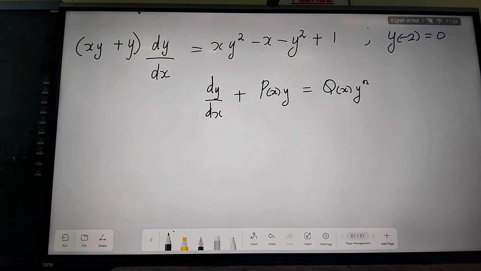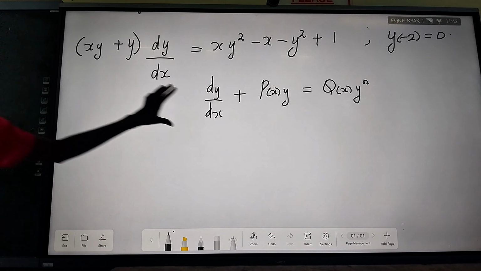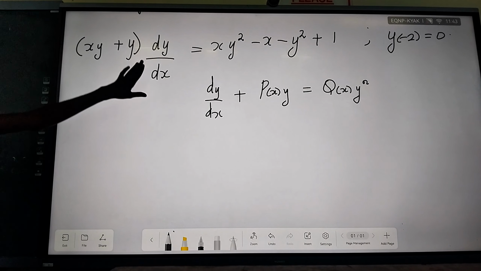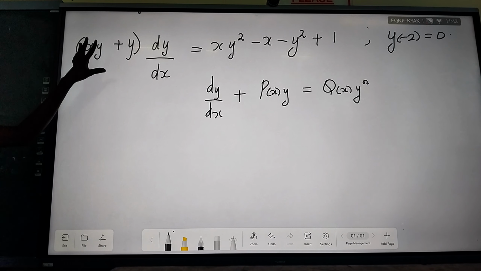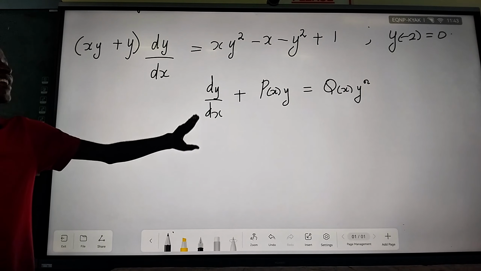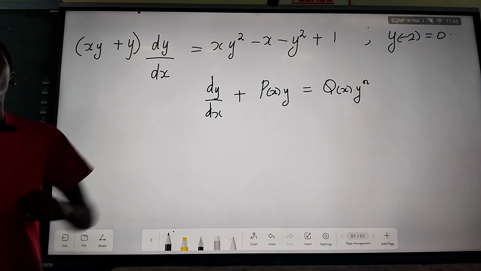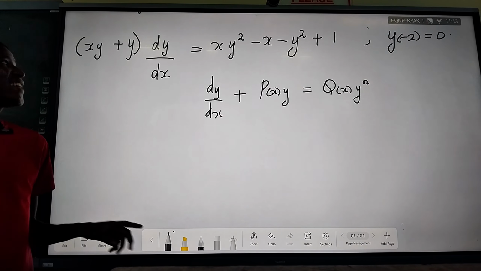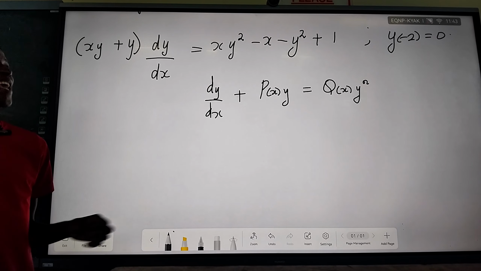I don't think you can separate some variables. It's not exact. You cannot separate the variables. The only option that you have is Bernoulli. So I collect it in this form, such that dy/dx plus P(x) times y equals Q(x) times y to the power n. Let's look at the term y to the power n.